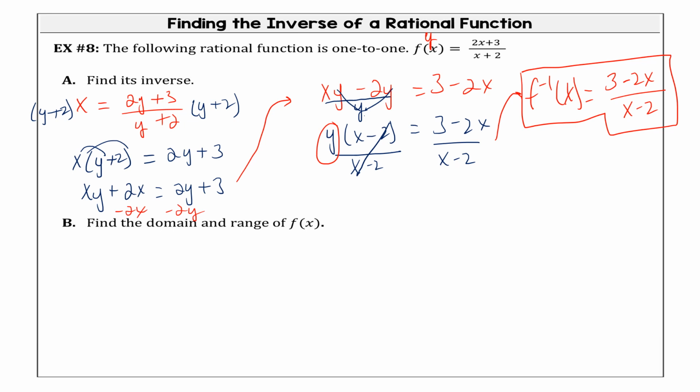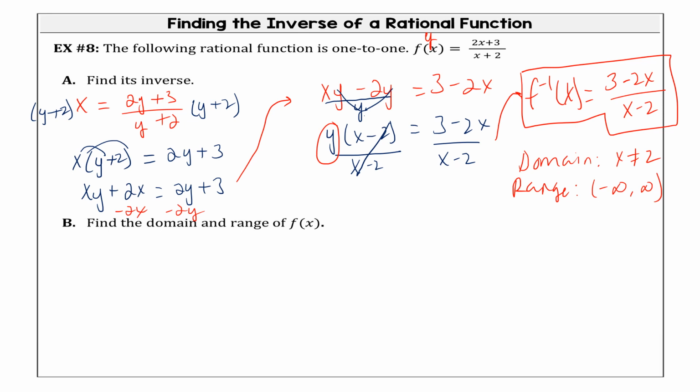Okay, so now that I have my inverse function, I can also state the domain of my inverse function. So my domain here is that x cannot equal 2, because if x equals 2, then it would make my denominator 0. And remember, it's a no-go for 0 in the denominator, okay? And my range is just all real numbers. So it goes from negative infinity to positive infinity. The output is endless.